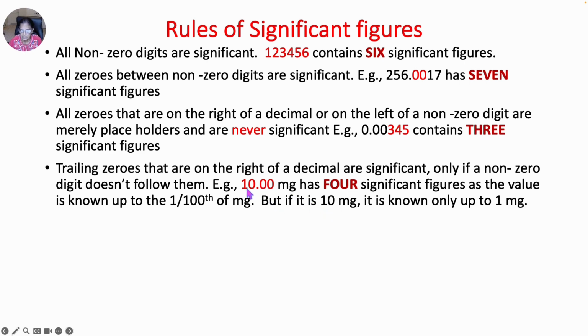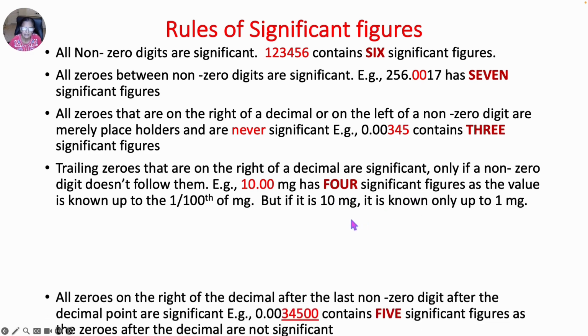But if it is just written as 10 and suppose you drop the zeros thinking that zeros have no value, but the value that is 10 mg, it means that it is known only up to a precision of 1 mg. That is why these 2 zeros have to be written at the end.